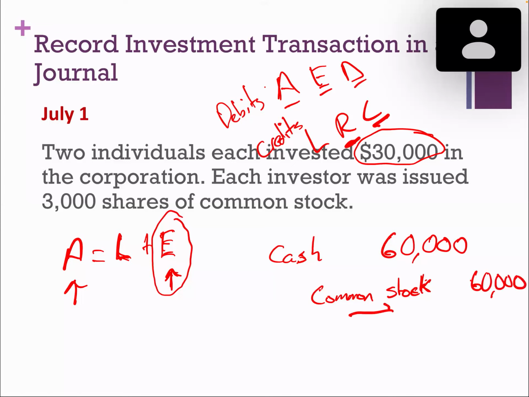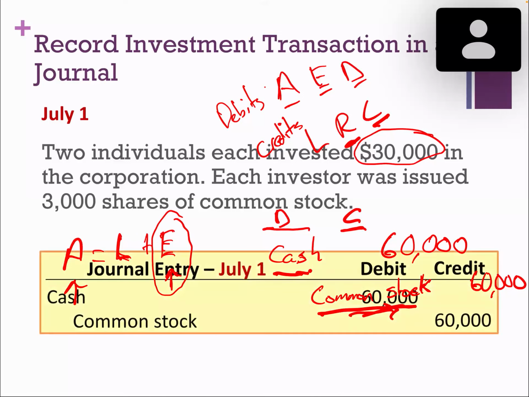See how it shifted over. So here's your debits, and here are your credits. See how the common stock is indented. That's showing this is on the right and cash is on the left. Remember, debits are always on the left, credits are always on the right. So that's your first journal entry. Cash is increasing by 60,000, so we're debiting that account. Common stock is increasing by 60,000, so we're crediting that account. Okay, hopefully that made sense.